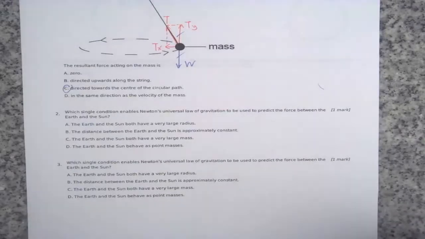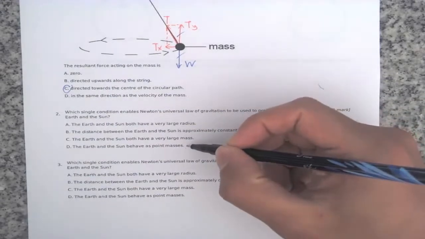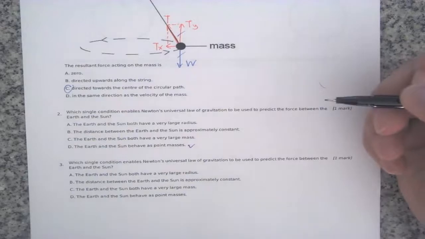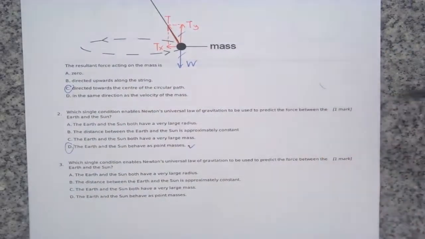Number 2, which single condition enables Newton's universal law of gravitation to be used to predict the force between the Earth and the Sun? Well, we know that the gravitational fields are defined using the idea of small test masses. So, of course, Newton's universal law of gravitation combines all these things, and also we only need the Earth and the Sun to behave as point masses. The rest of them apply, but they are not relevant to the application of the law.